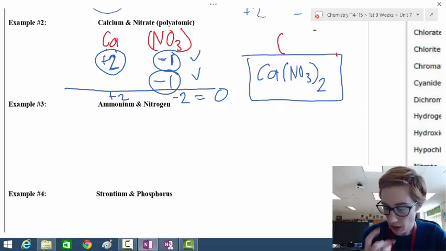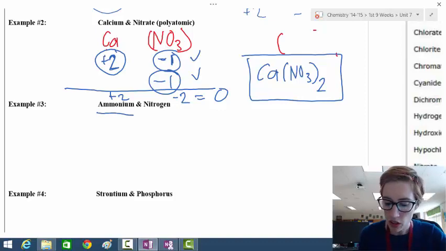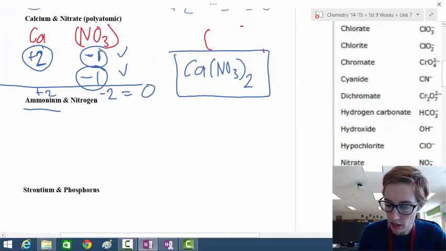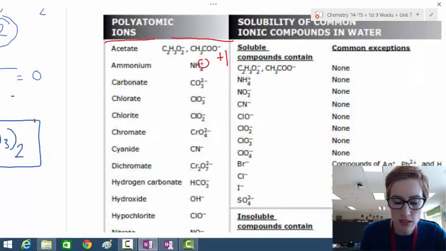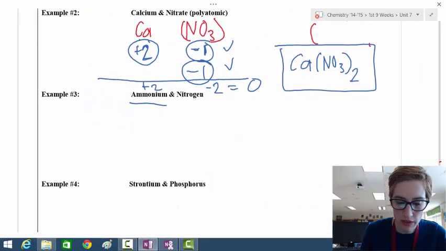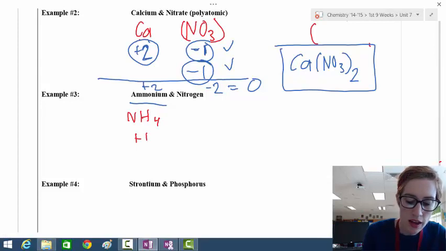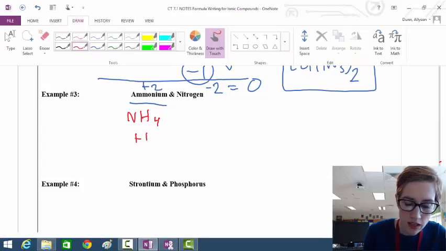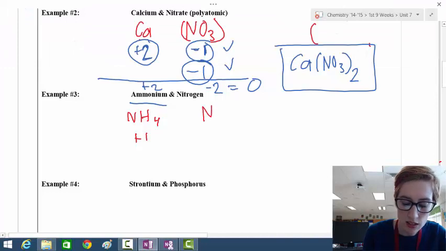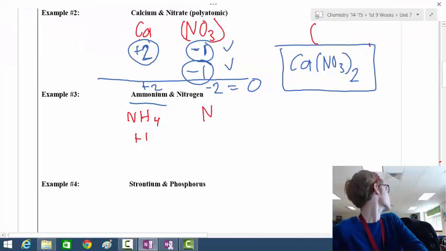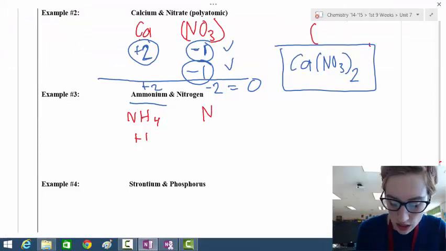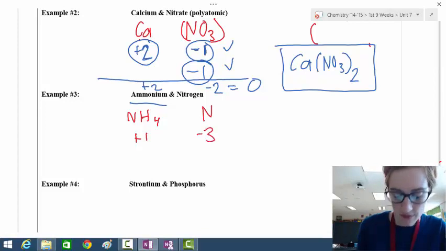Okay, let's look at another polyatomic, ammonium. When I look on my chart over here to find ammonium, I see ammonium's listed right here, and its charge is +1. It's NH4 +1. So I'm going to write that out. NH4, and its charge is +1. Nitrogen is just N, and its charge, because it's in group 15, its charge is -3, right? Because it steals 3 to get 8.